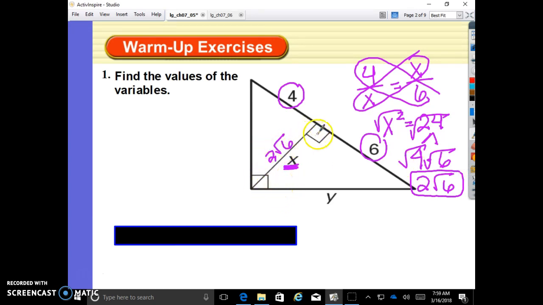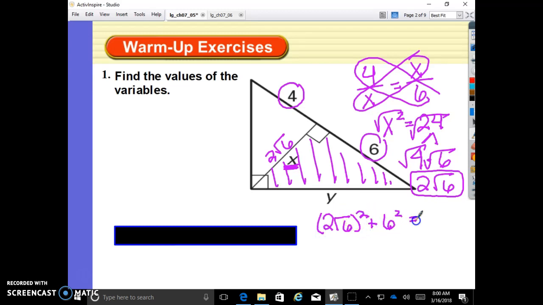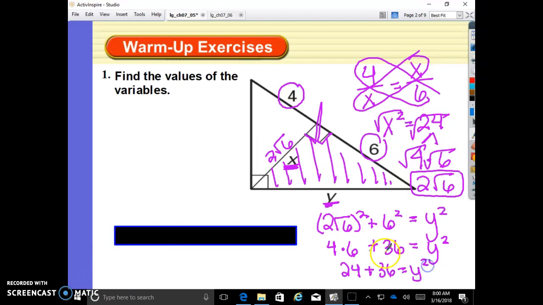Now that you have the x and you have this leg, you can solve using this triangle here and the Pythagorean theorem. 2 rad 6 squared plus 6 squared equals y squared. The one that's by itself is your hypotenuse, which is across from that right angle. 2 squared is 4. Rad 6 squared is 6. 6 squared is 36 equals y squared. 4 times 6, 24. 24 plus 36 is 60.